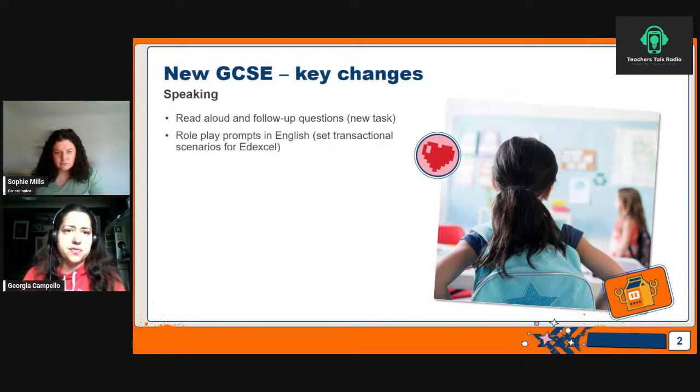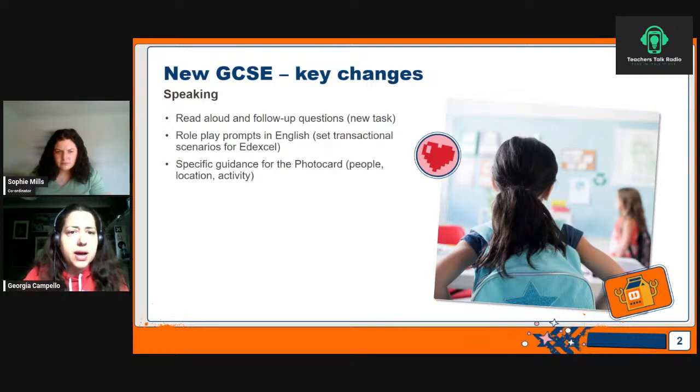So they have this set of scenarios that you're going to be working with. It's not just that you're going to be at a random place with a random person. It's either a hospital or a hotel. I think that will be quite useful with our planning, so we can teach that transactional language for students to use.